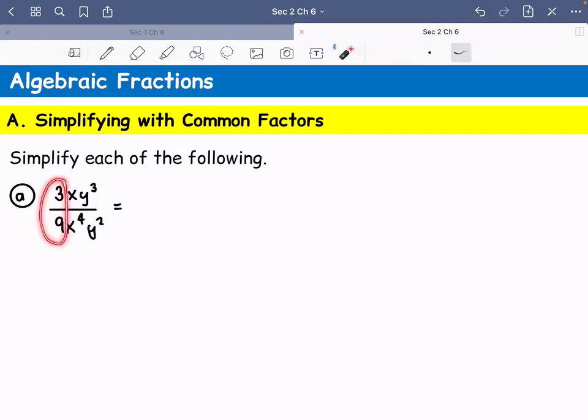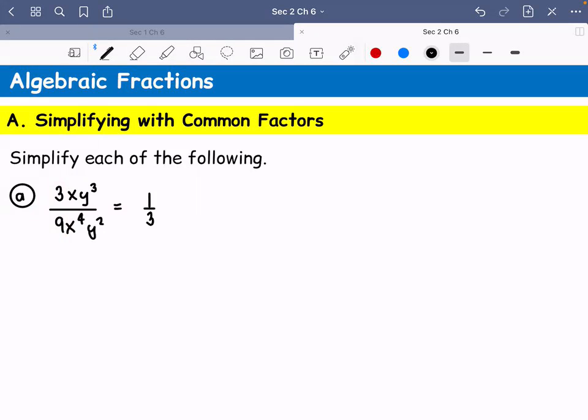So what is 3 divided by 9? Or 3 over 9? You can use your calculator if you want. What is 3 over 9? That is simply 1 third, right? In simplest form, right? It's in fractions. Yes. How about x? What will happen with x?